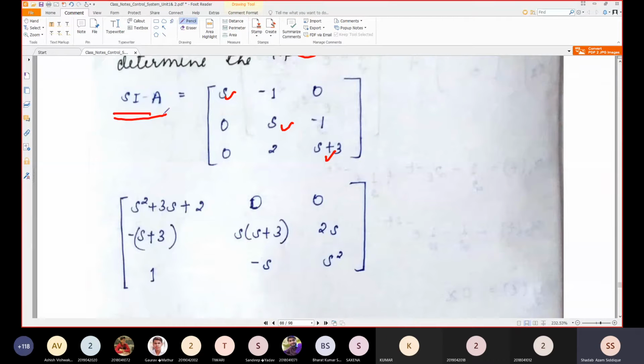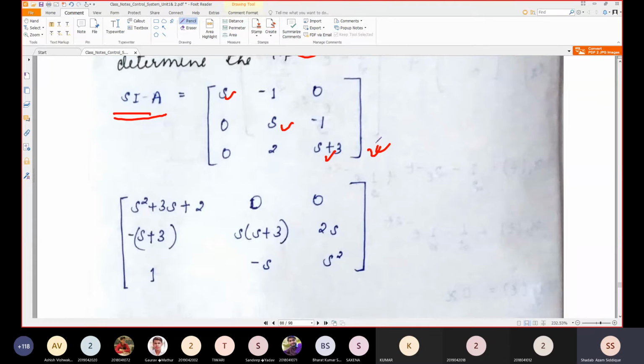You can also directly compute sI minus A by splitting terms. A matrix is of dimension 3 cross 3, so the identity will be a 3 cross 3 matrix. Here n is equal to 3. So sI minus A is equal to s multiplied with the identity matrix minus A. You can have s inside the identity matrix, then we subtract the A matrix, and you will get this matrix. Okay.